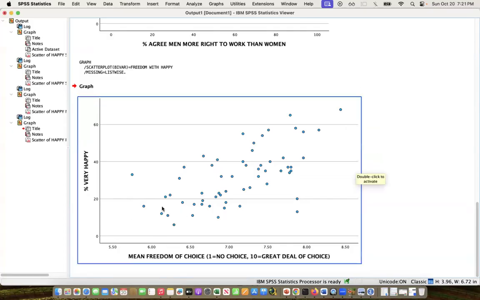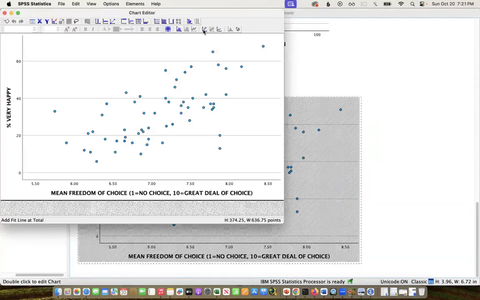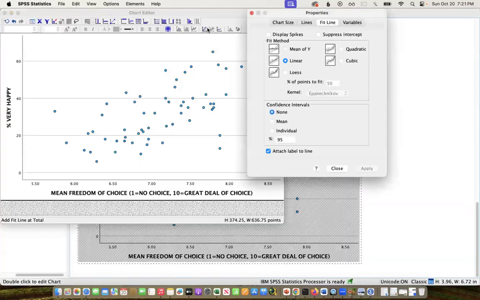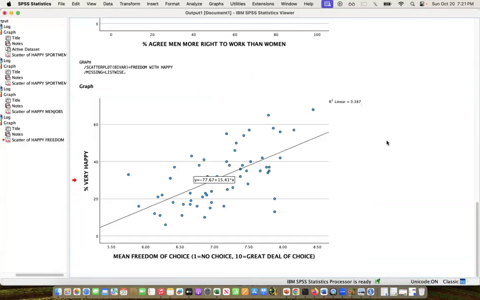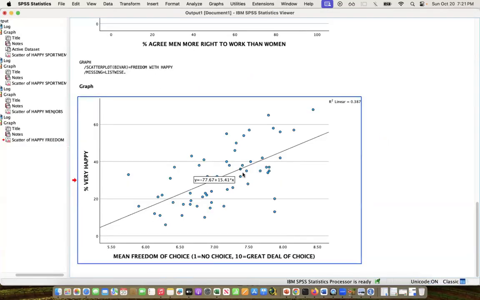But in general, you're seeing a trend here, a moderate to strong positive trend, where countries that on average think that individuals have more freedom tend to also have a higher percentage of folks who are quite or very happy.